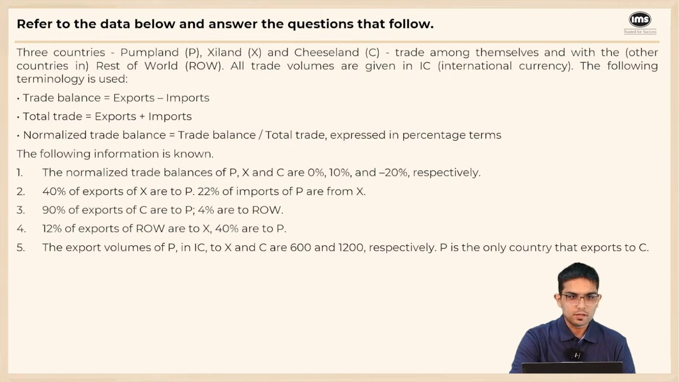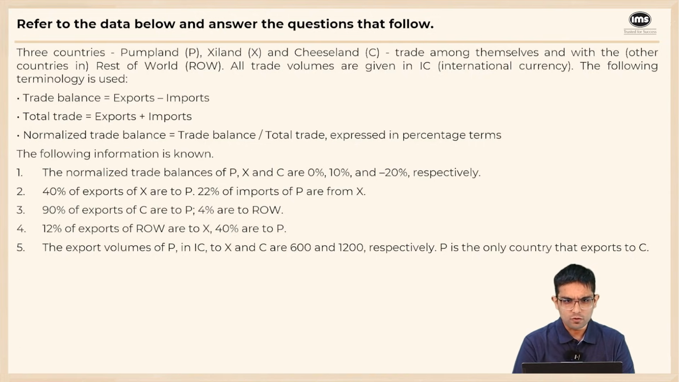Now this set says three countries P, X and C trade among themselves and with the other countries, that is the rest of the world. All trade volumes are given in international currency. The following terminology is used. Trade balance is export minus import. Total trade is export plus import. Normalized trade balance is the trade balance, which is export minus import, divided by total trade, that is export plus import, expressed in terms of percentage. The following information is known.